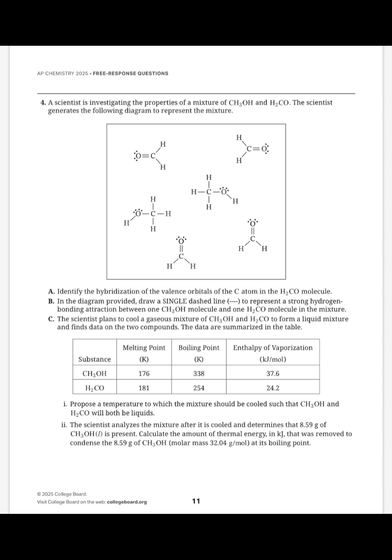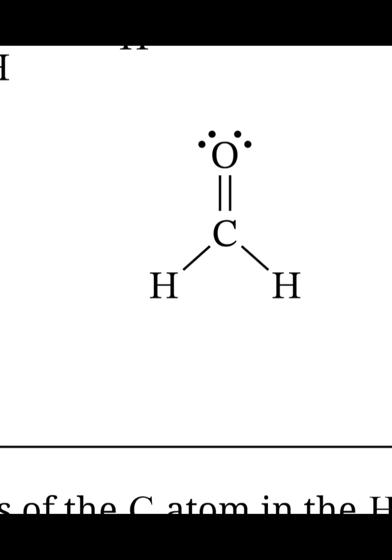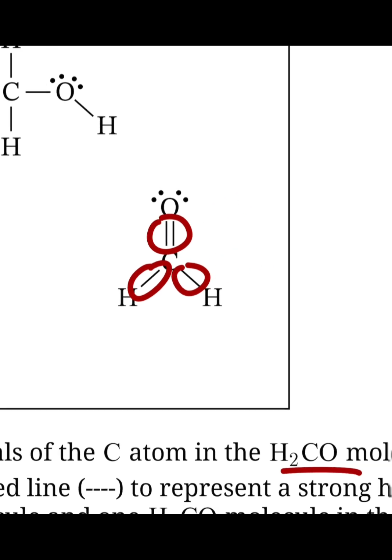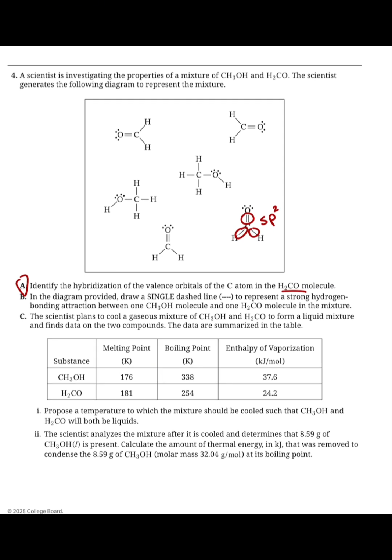For part A, it's asking us to identify the hybridization of the valence orbitals of the carbon atom in our formaldehyde, the H2CO. So if we take a look at the carbon atom, it has 1, 2, 3 domains. Because it has 3 domains, it is going to have a hybridization of sp2. So then sp2 is going to be our answer for part A.